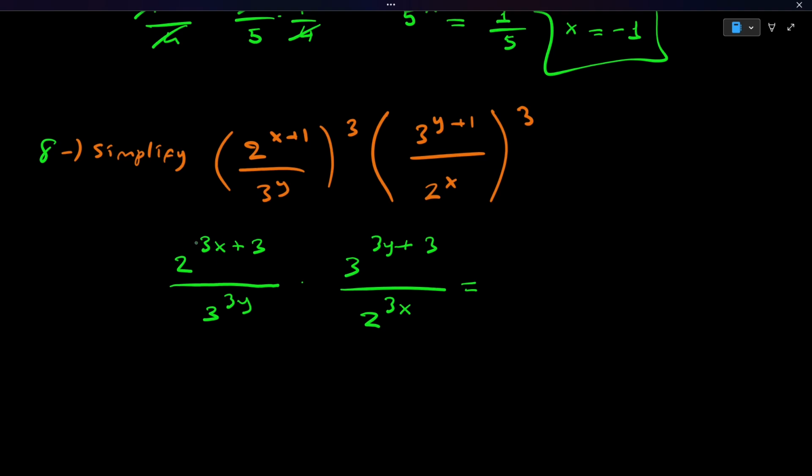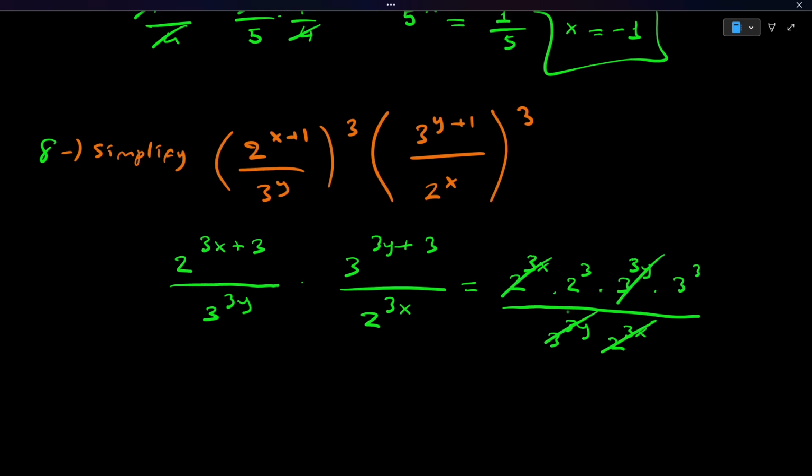Now I see there's a 2 to the 3x here and 2 to the 3x here, but there's a plus 3, so I need to write it in a different form. I can write this as 2 to the 3x multiplied by 2 cubed, multiplied by 3 cubed over 3 to the power of 3y multiplied by 2 to the 3x. Canceling the terms we can, I'm left with 2 cubed multiplied by 3 cubed, which is equal to 6 cubed. That is equal to 216.